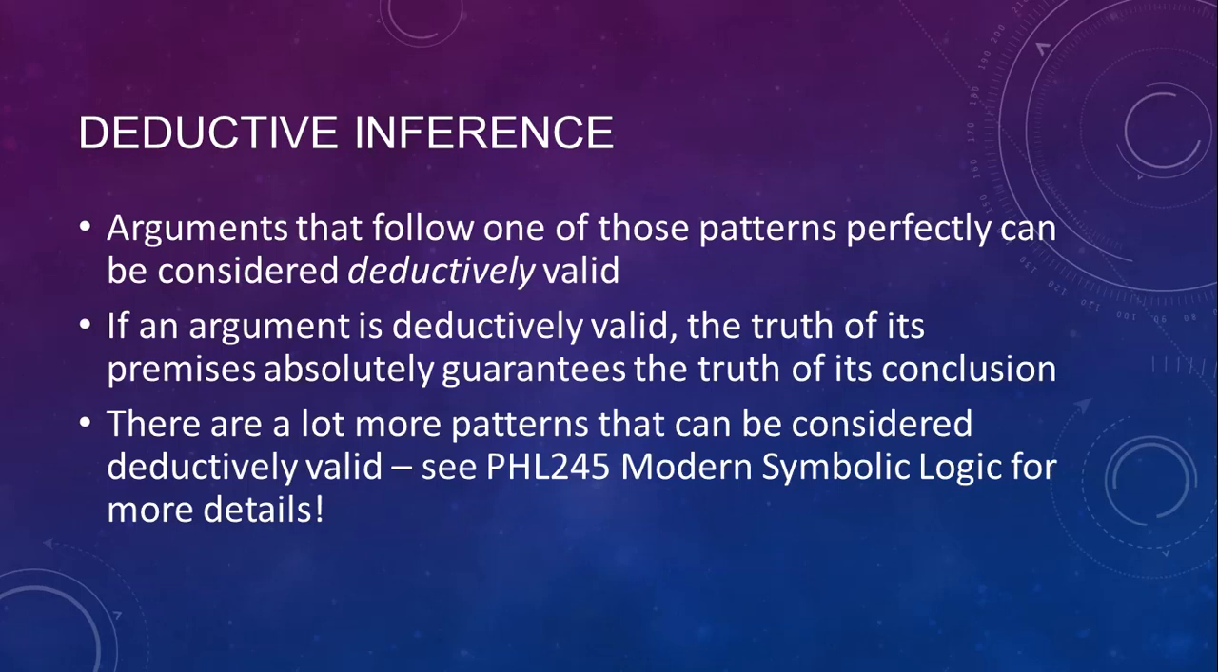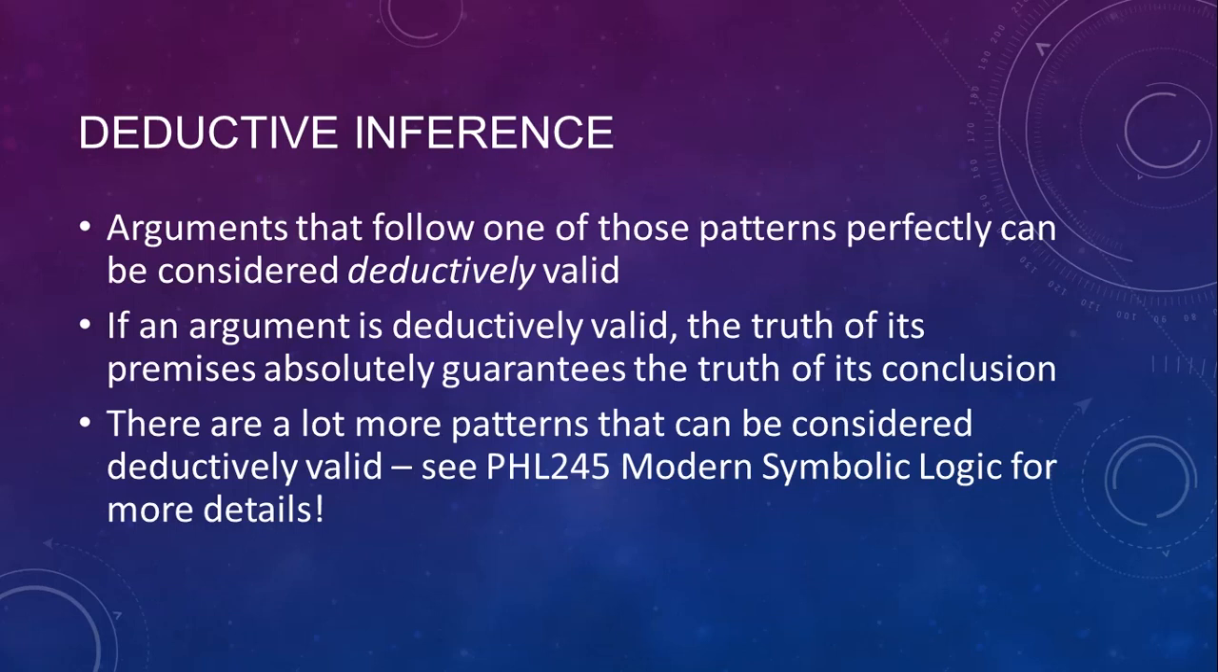You can get a lot more of them in PHL247, Modern Symbolic Logic. And it keeps going from there. So that gives you the central basics of deductively valid argument forms, from which there are, after that class, a zillion more. And logicians keep coming up with more and more axiomatized logical systems every day, so identifying more and more deductively valid argument forms. For the purposes of this class, that should be plenty.